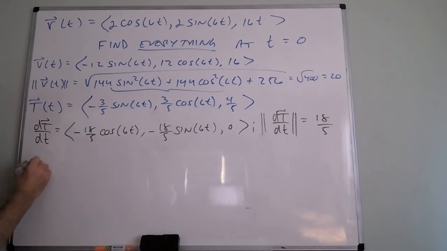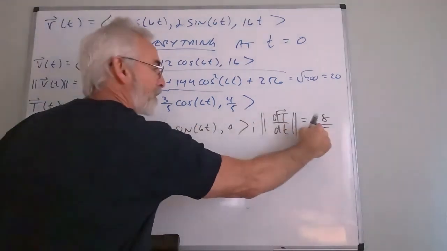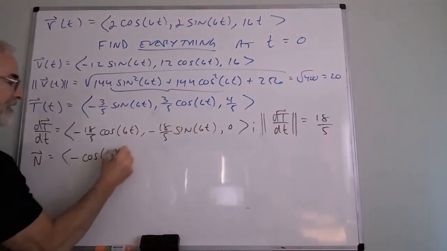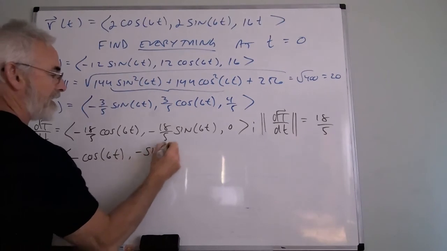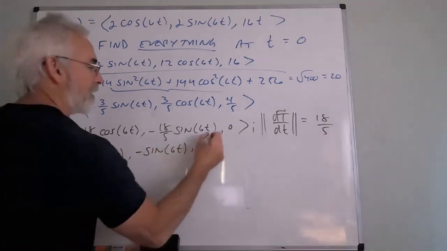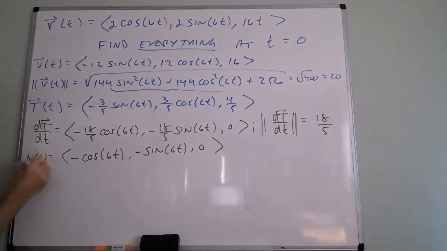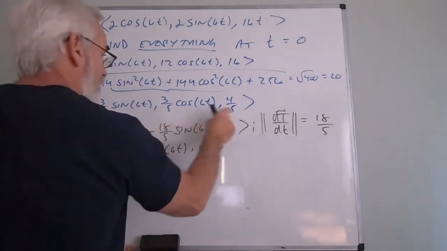So finally, what is the unit normal vector? I'd multiply the reciprocal of this into here, and I would get negative cosine of 6t, negative sine of 6t, 0, which is a unit vector, which proves that is in fact the length. Now, before you take another step, N and T have to be orthogonal. If they aren't, then this is horribly wrong. So this squared plus this squared plus this squared equals 1.